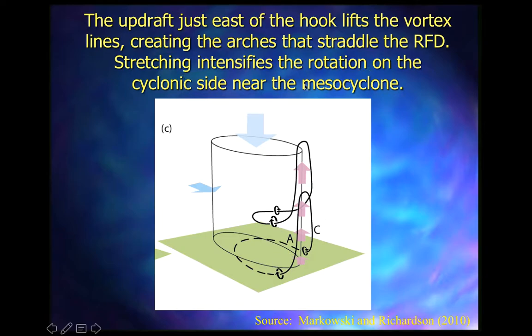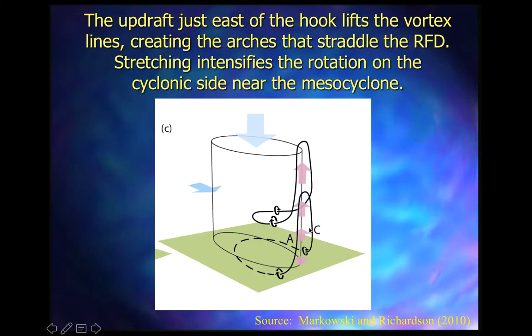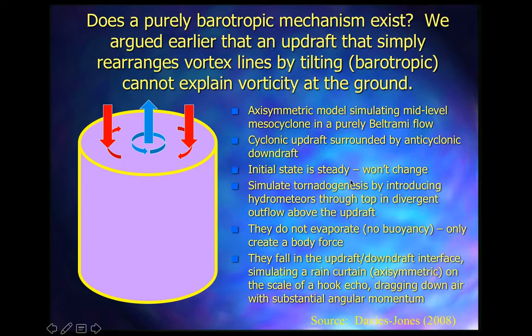So it says stretching intensifies rotation on the cyclonic side near the mesocyclone, which is this guy right here. This is anticyclonic. This is cyclonic. We showed exactly that same thing right here. Cyclonic here, anticyclonic over here. So this effect of the baroclinically generated vorticity in the rear flank downdraft, taking the vorticity down to the ground, getting tilted up by the mesocyclone updraft, and then creating preferentially the rotation that intensifies by stretching on the cyclonic side near the mesocyclone.